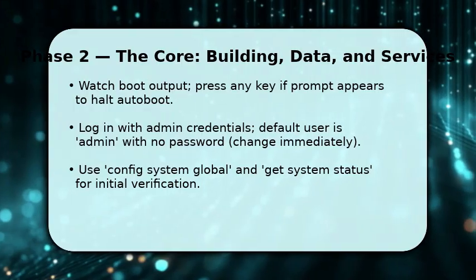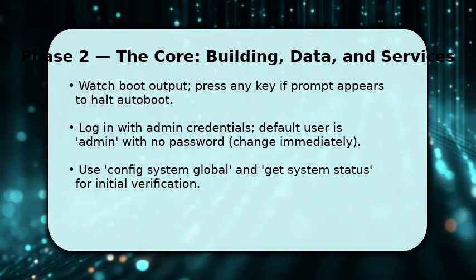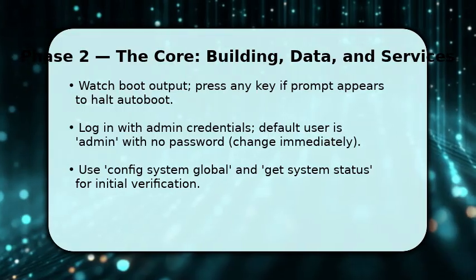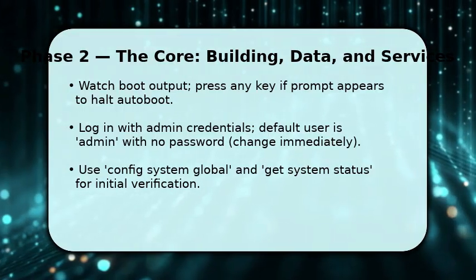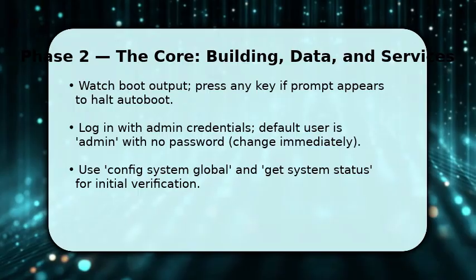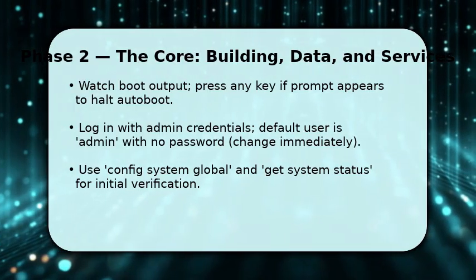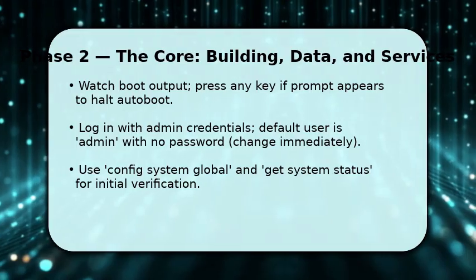After login, run get system status to verify firmware and serial. Use config system global to view or change global settings. Make sure to record the unit's management IP so you can switch to SSH or GUI later.